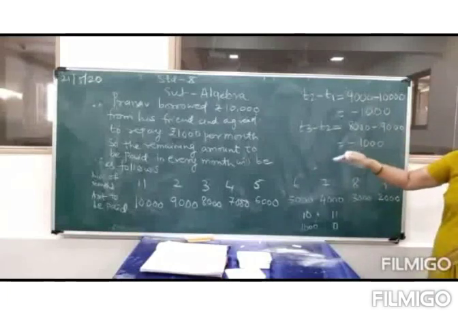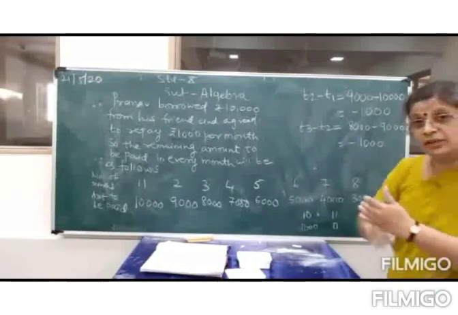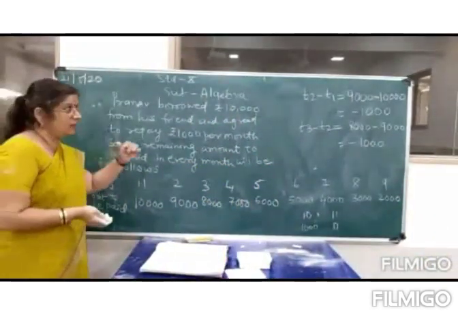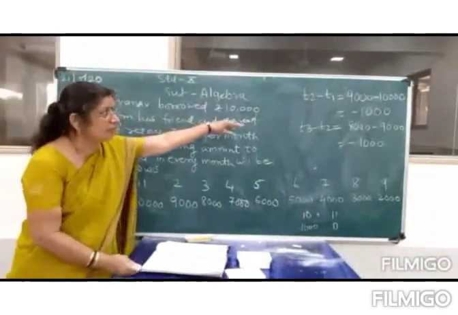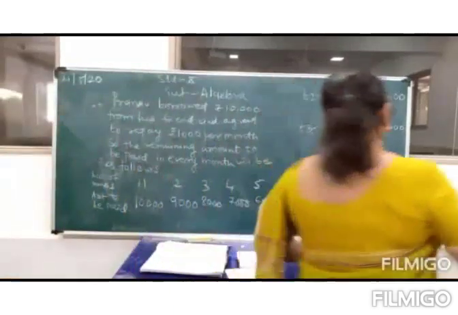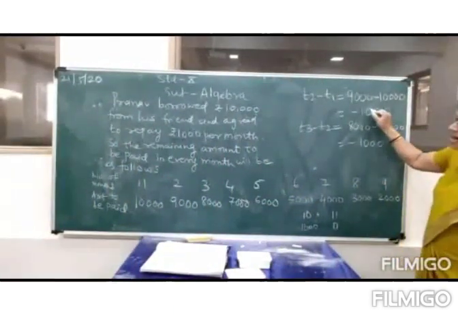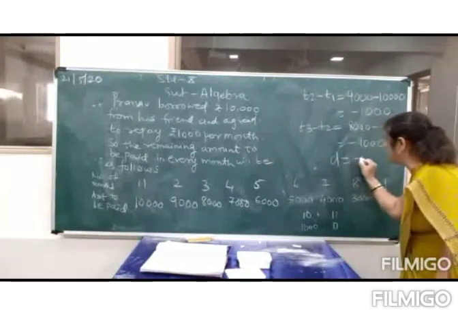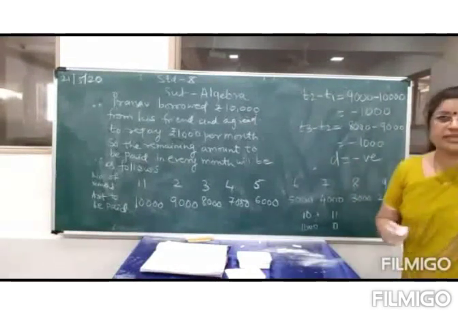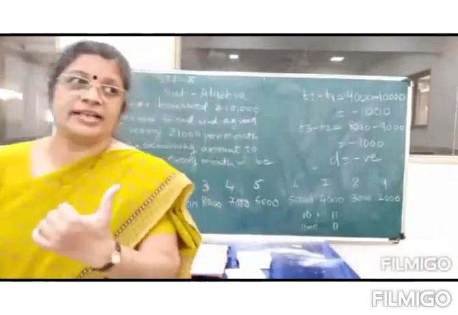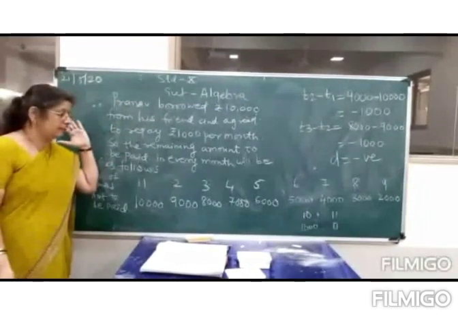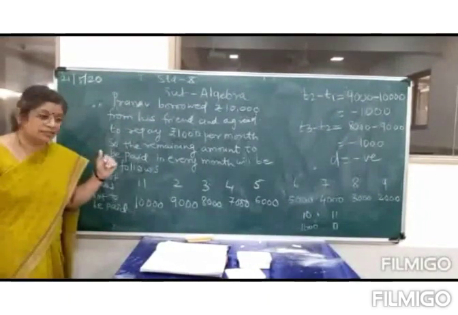Means in every month 1,000 is reduced. Why is it reduced? Because he has repaid to his friend. So what value will you get if you find out for each and every term? You will find minus 1,000, minus 1,000, minus 1,000. That means your D is negative. The first example we have seen is where D you got as positive. Here you get D as negative. Have you understood up to this?